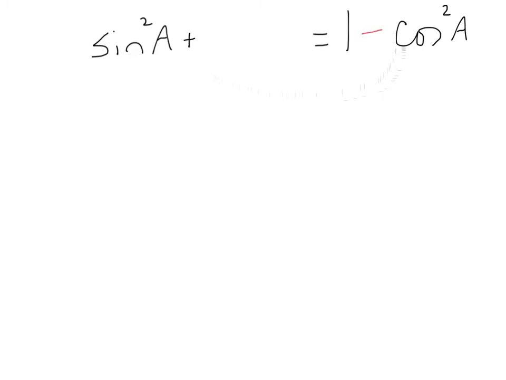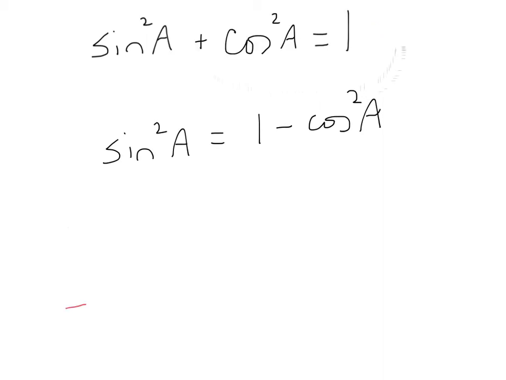Okay? And then I would pull that plus sign out of there. So sine squared of A would be equal to 1 minus cosine squared of A. And I can write that: sine squared of A equals 1 minus cosine squared of A, because remember, when you go across an equal sign, it just changes the sign. Okay, let me start again.